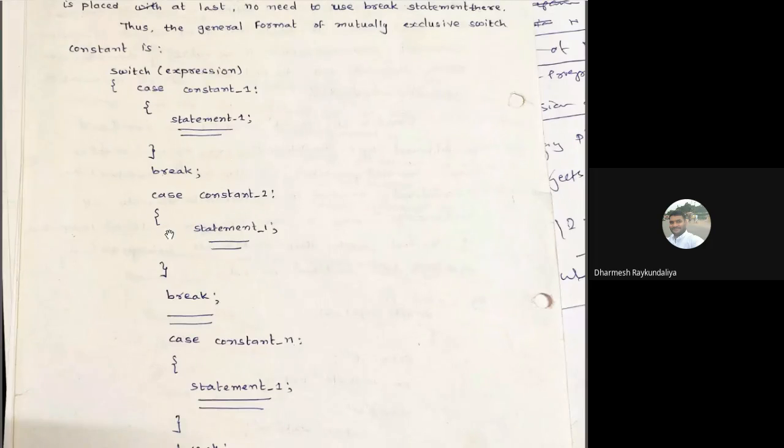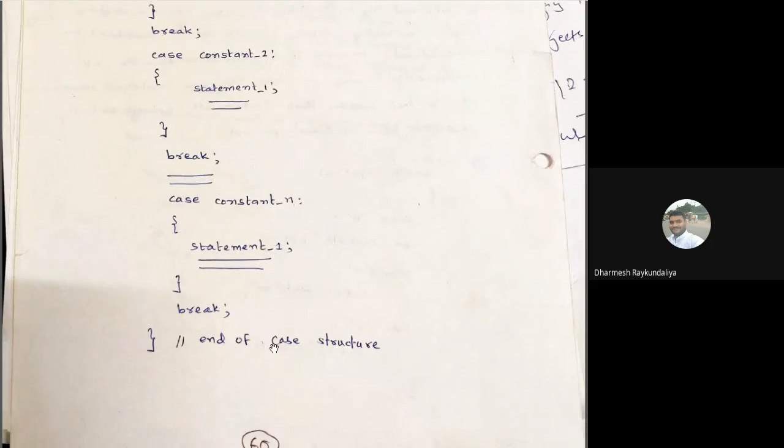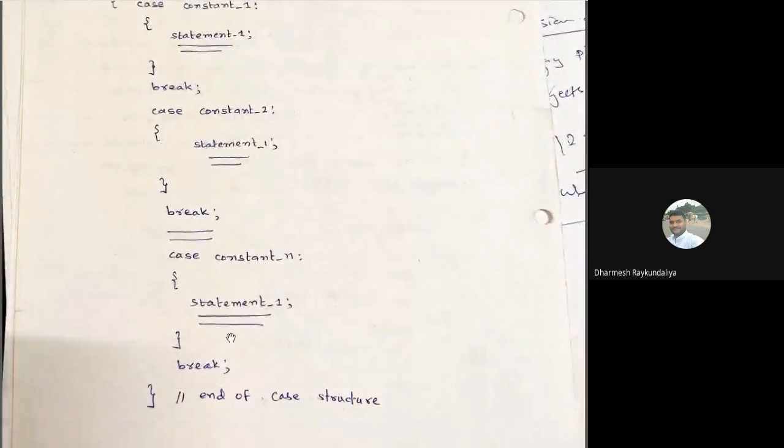Similarly, for the next case constant, you have a group of statements, then you can give the break in a similar way. And as I say, the default statement is the last statement, it is optional, there is no need to give it, but if you wish to give it, then there is no need of a break statement at the last. So this is the end of the switch case break structure.